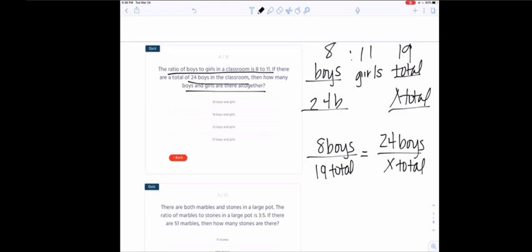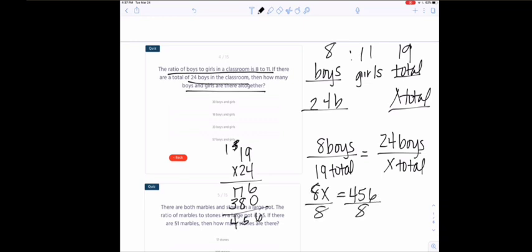So now let's cross multiply. 8 times x is 8x. 19 times 24, I don't know, but we're going to find out. 4 times 9 is 36, carry the 3. 4 times 1 is 4, plus 3 is 7. Placeholder 0. 2 times 9 is 18, carry the 1. 2 times 1 is 2, plus 1 is 3. So 6, 15, 456. So now we're going to divide by 8 on both sides so we can isolate the x. Let me make some space here.